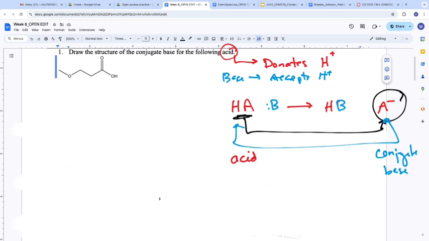Okay? So for this question, draw the conjugate base for this acid. We're saying that is HA. You need to remove a hydrogen. Okay? The question gets a little bit vague here because there's some implied content behind it. Not all hydrogens are created equal. And you should be removing the correct hydrogen. You should be removing the most acidic hydrogen. Okay? Which hydrogen do you think we're talking about?